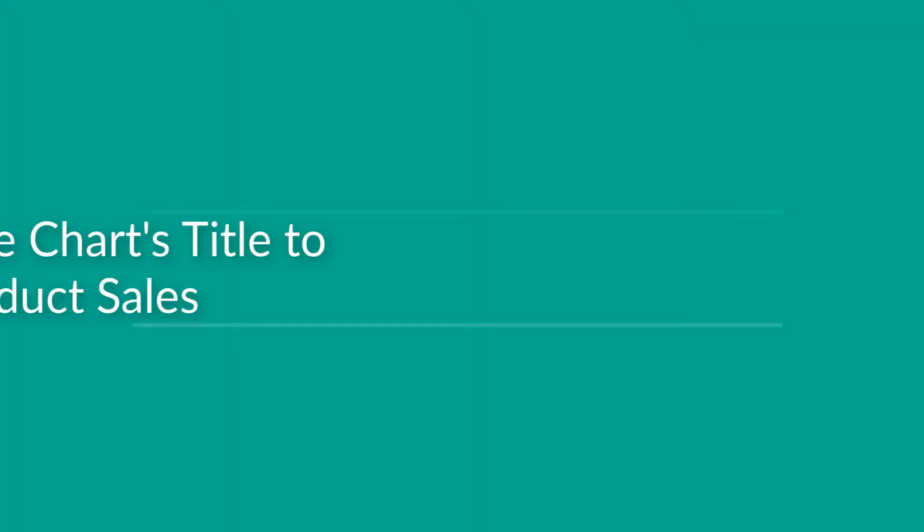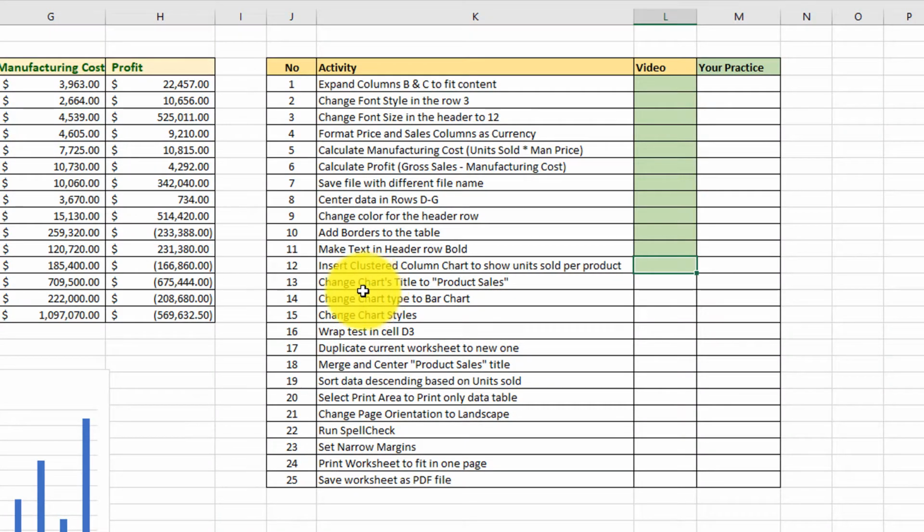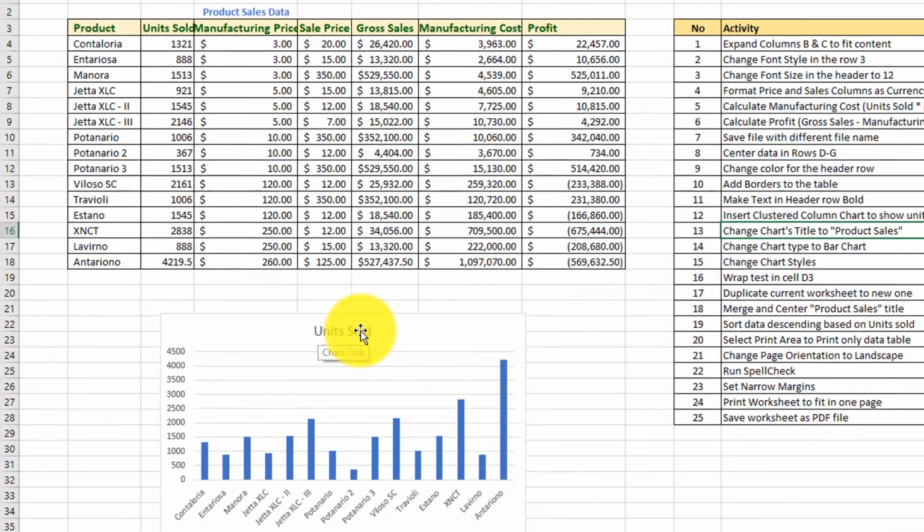Let's move on and complete task number 13, and here it asks us to change the chart's title to product sales. So the chart's title is units sold, which is different from the data's title, which is right now product sales data. So I'm just highlighting the attention for you.